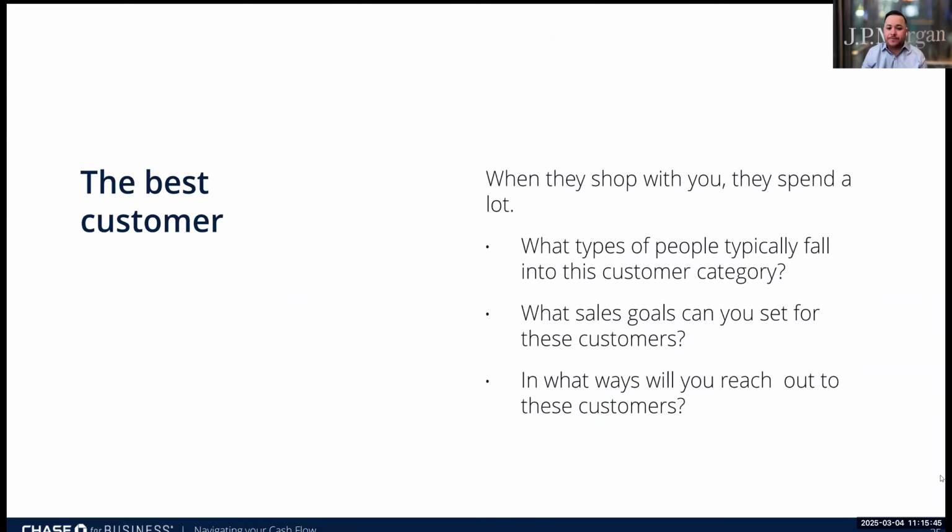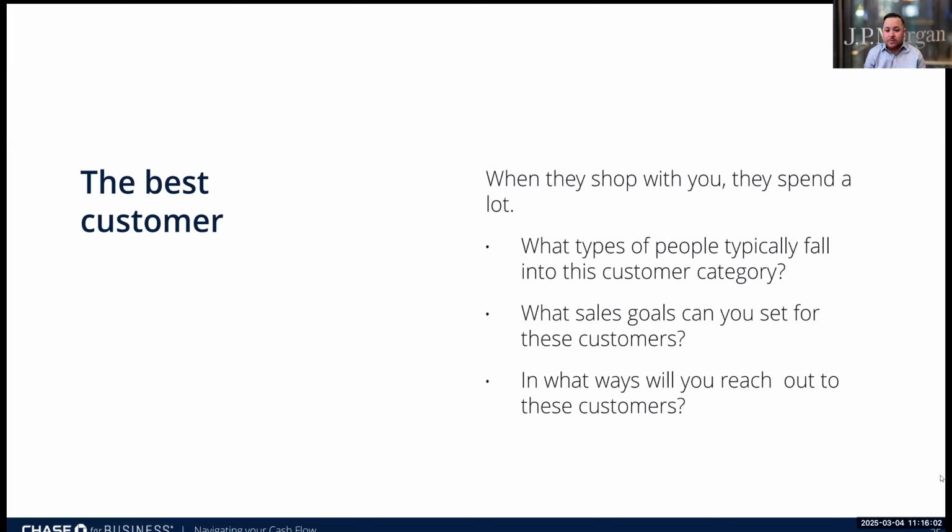The first one is your best customer, right? When they shop with you, they spend a lot. These are the best ones. What type of people fall into this category? What are your sales goals? If you have staff, how are we going to keep digging into that well? And the other one is how we're going to treat these people.